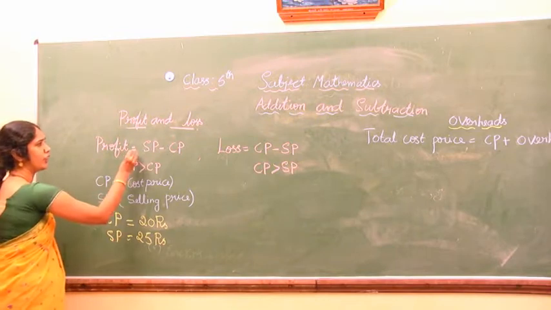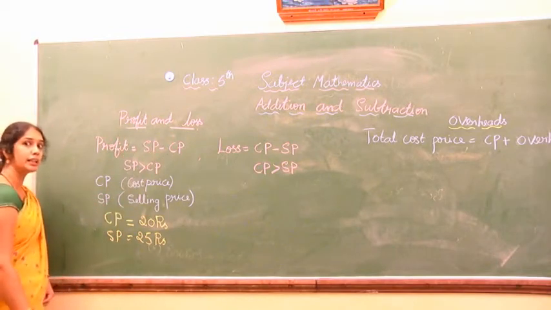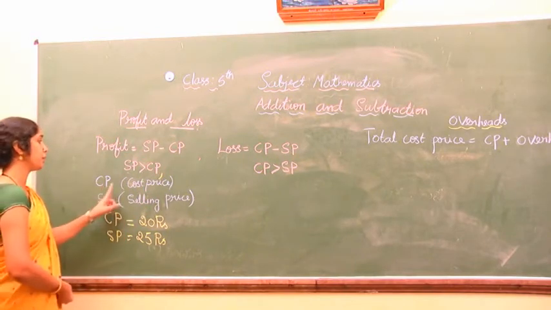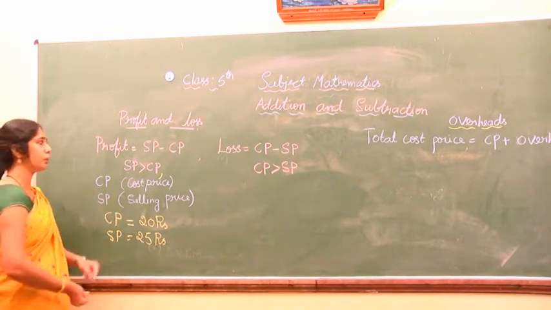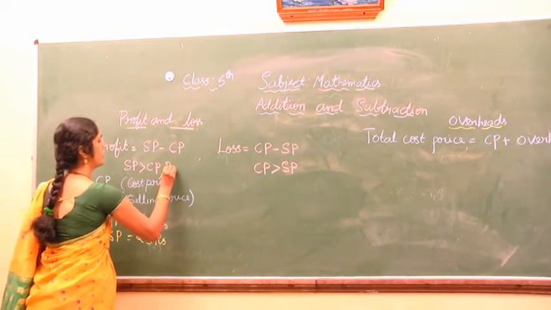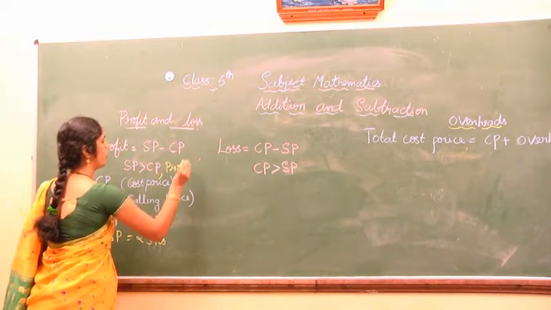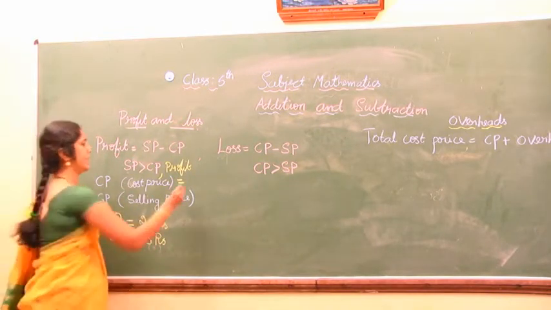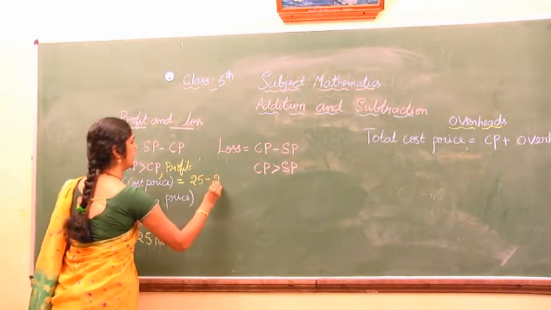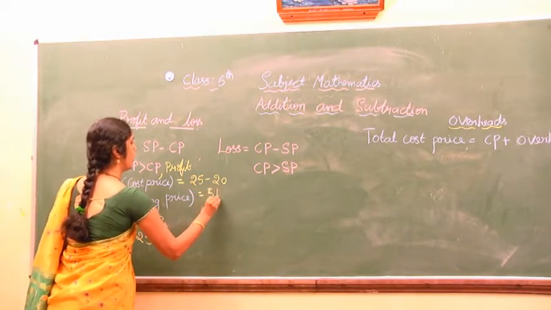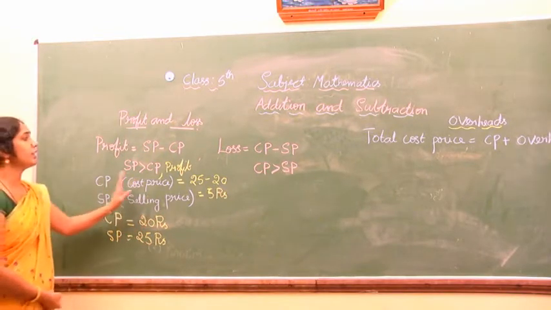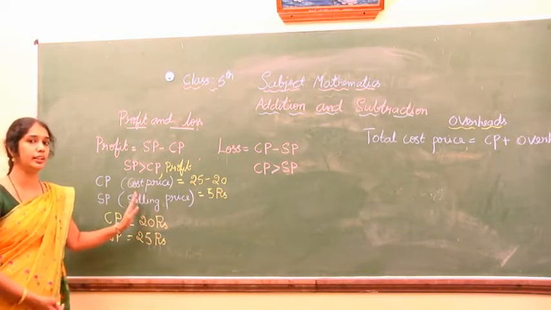So profit equals selling price minus cost price. Here SP is greater than CP. CP is cost price, SP is selling price. So here we can check profit equals SP minus CP, 25 minus 20. How much is it? 5 rupees. That is profit. Did you understand here? What is the selling price and cost price?